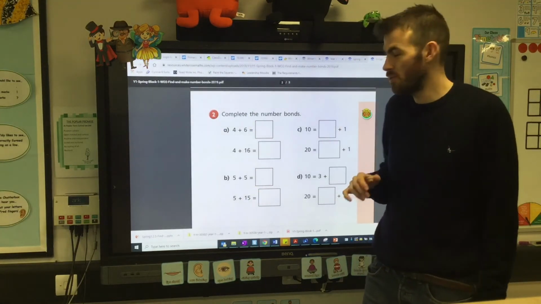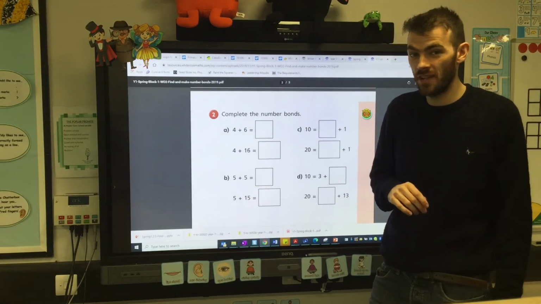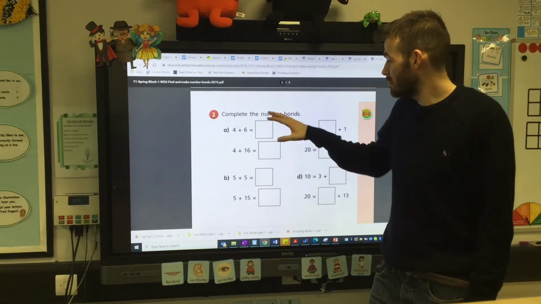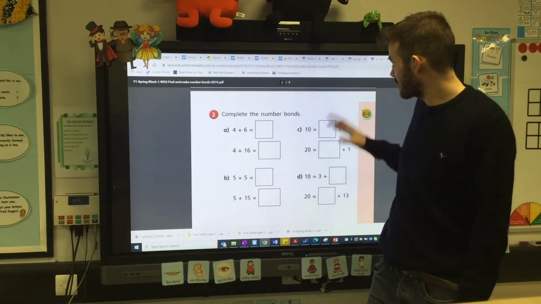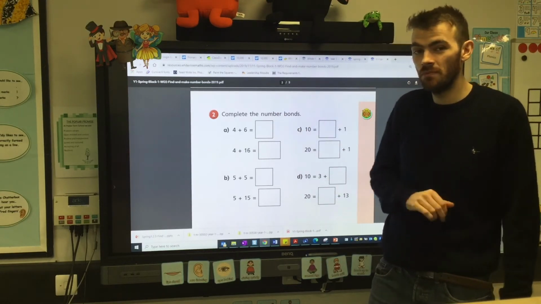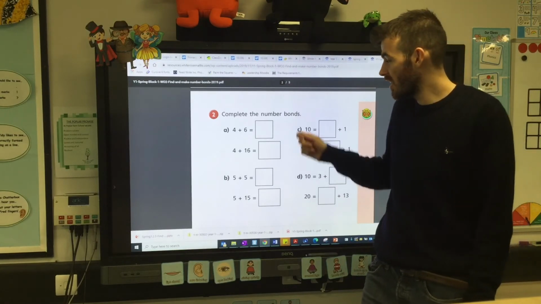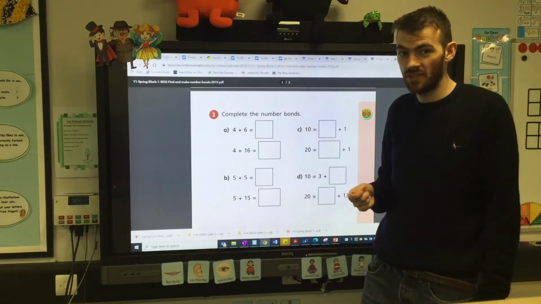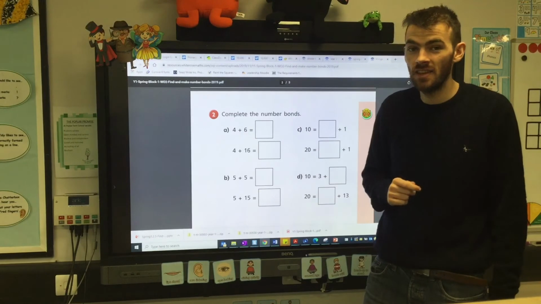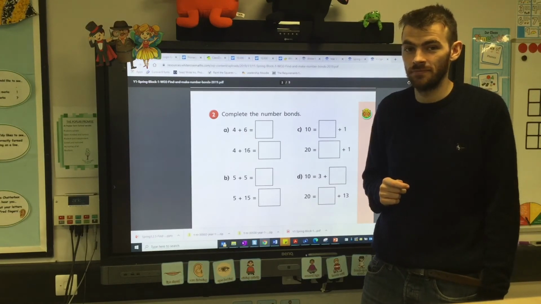In question 2, you are given some addition calculations to solve. Sometimes you need to find the answer, and sometimes you need to find one of the missing numbers in the question. Each time, you can use the first calculation to help you find the answer to the second calculation.